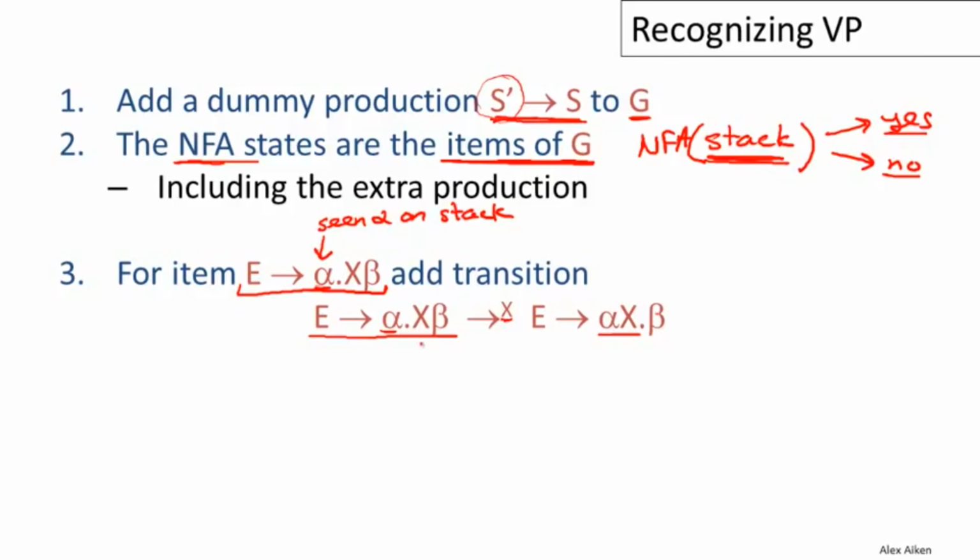And again, we add this kind of move for every item. So for every item in the grammar, if the dot is not all the way at the right end, then there will be a move like this where the dot moves over for whatever symbol happens to come to the right of the dot.